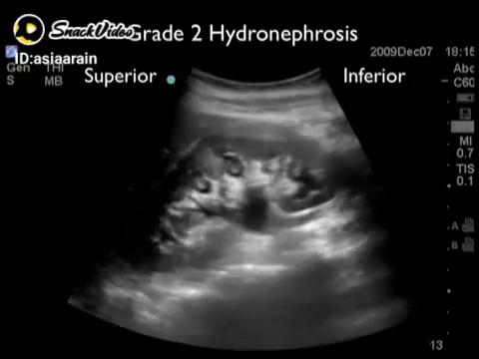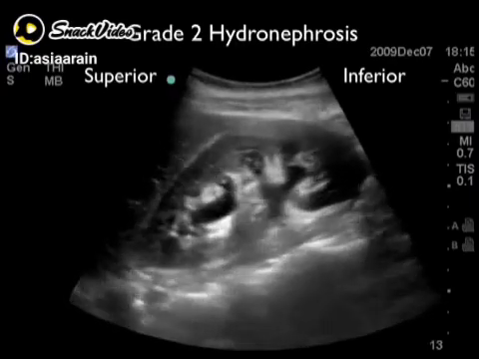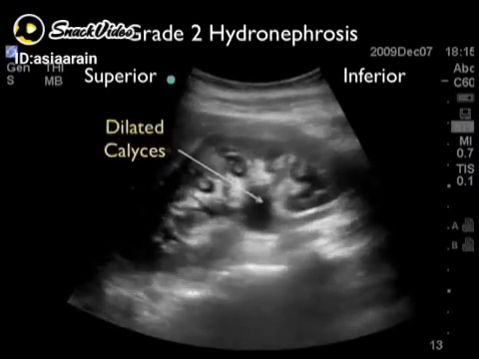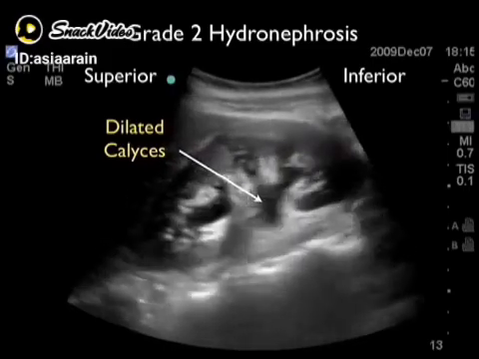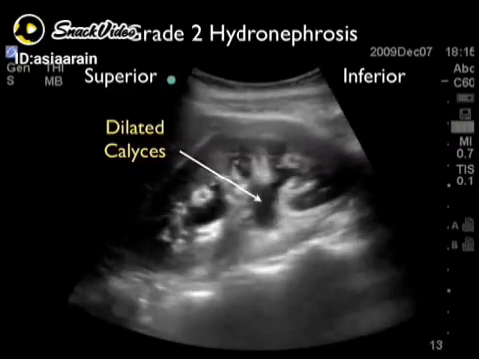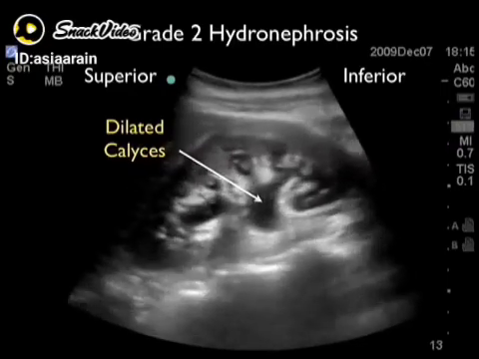Here's an example of a more advanced degree of hydronephrosis known as moderate or grade 2 hydronephrosis. What we see here is that the interior of the kidney, the calyceal region, is filled with dark or anechoic fluid. We can also see that the medullary pyramids are more pronounced due to the coalescence of fluid going up from the calyceal region into the medullary pyramids.